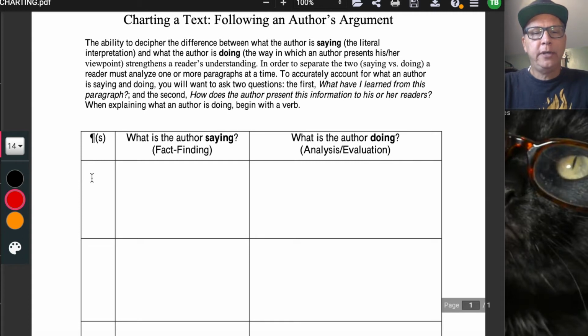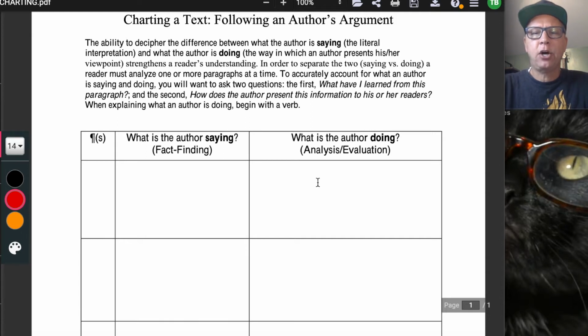You have a column here for paragraphs, and we're going to talk about what you put there. You have a column here for what the author is saying. It says right under there on this particular form, fact-finding, but this is what you would say in terms of a paraphrase or a summary. So it would simply be repeating in your own words what's already in the text.